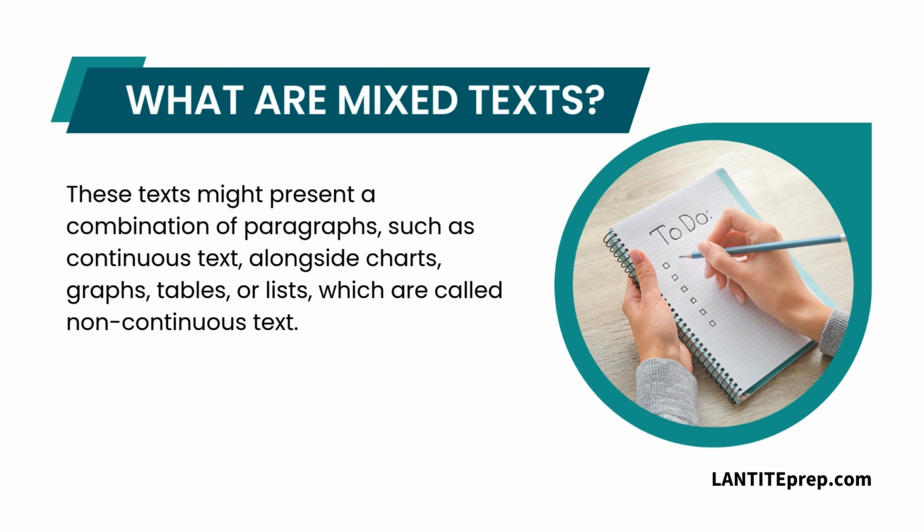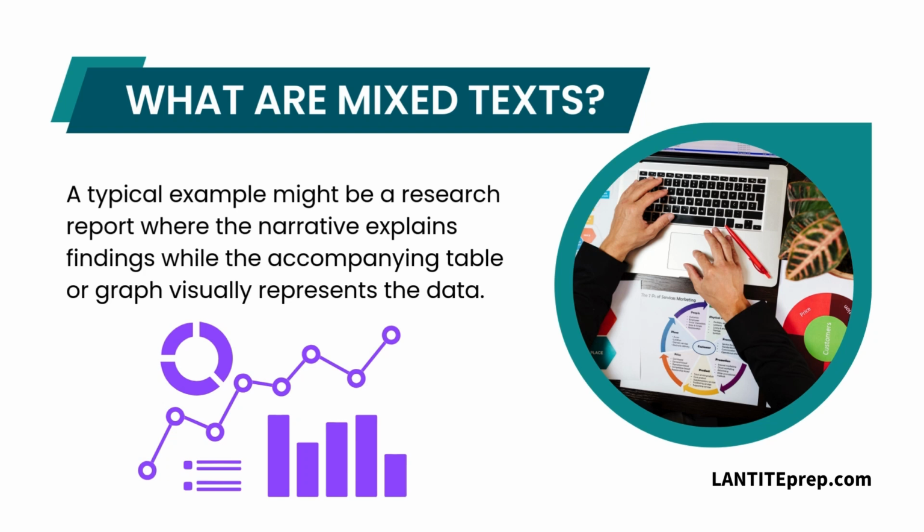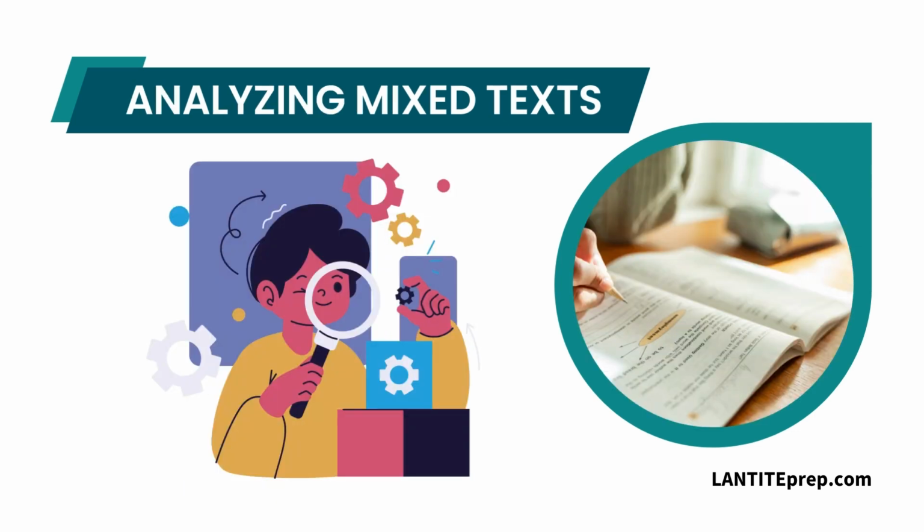These texts might present a combination of paragraphs, such as continuous text, alongside charts, graphs, tables, or lists, which are called non-continuous texts. A typical example might be a research report where the narrative explains findings while the accompanying table or graph usually represents the data. Great, now let's move on to techniques for analyzing mixed texts.